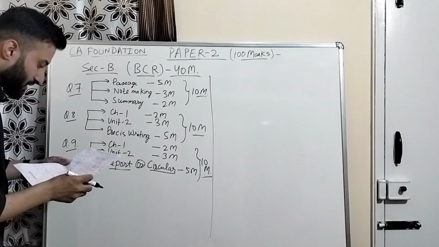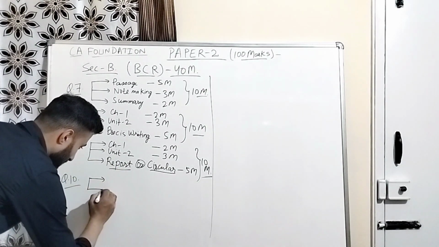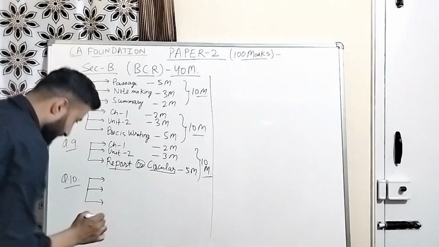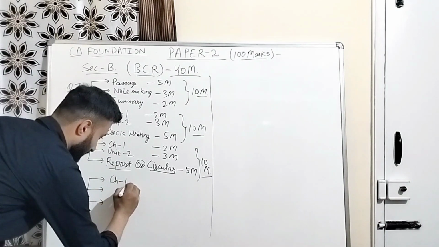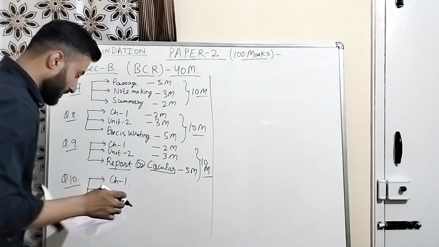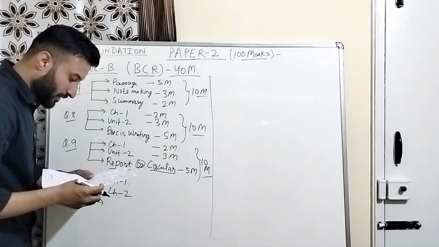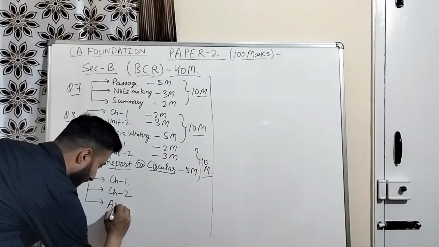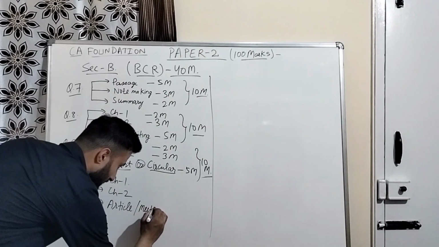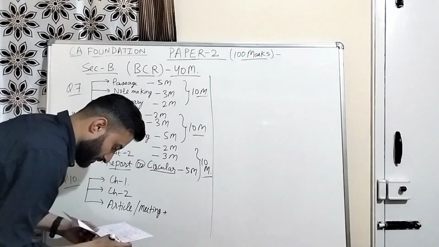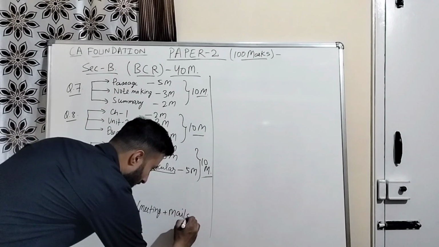Okay, now question number 10. I will talk about question number 10. Again question number 10 is divided into 3 parts. First, second, third. So here the first will be the question from chapter number 1. This from chapter number 2. And the third question they will ask is either to write the article or meeting plus mails. Meeting plus mails.